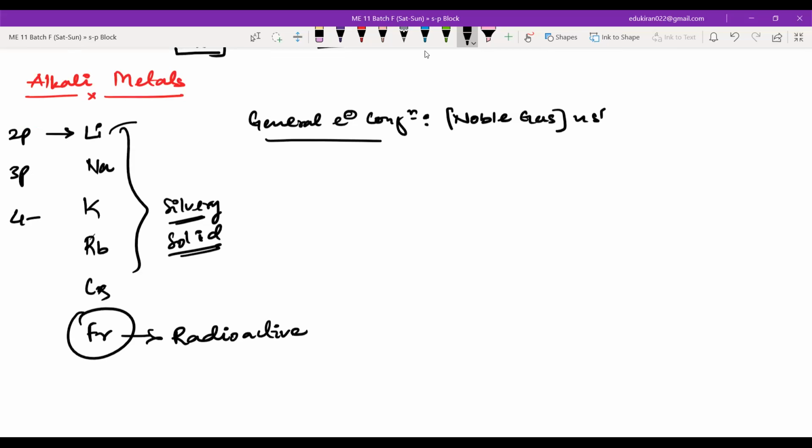And by the general electronic configuration, I can see the valence electron. How many electrons are there in the valence shell? 1. Yeah, very good. 1.